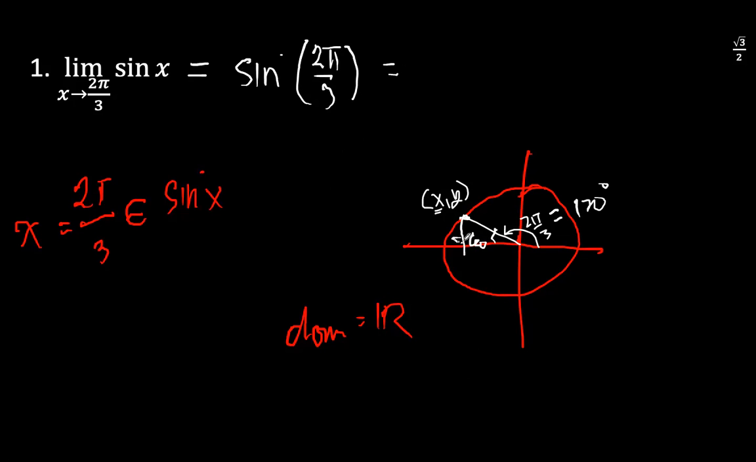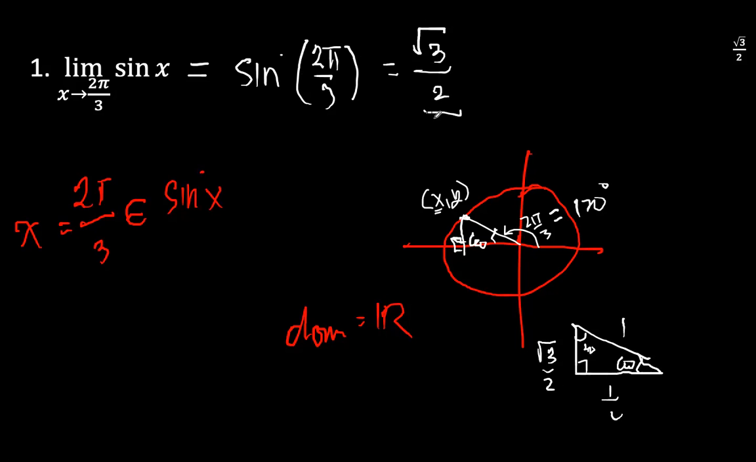If this is 120, this is 60. So we have a right triangle here. If this is 60, this is 30. And if this is 1, this is 1/2, and this is square root of 3 over 2. And since sine is opposite over hypotenuse, that's square root of 3 over 2 over the hypotenuse, which is 1, is equal to square root of 3 over 2.